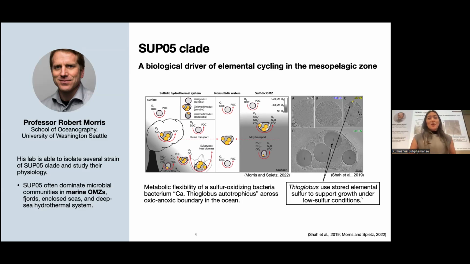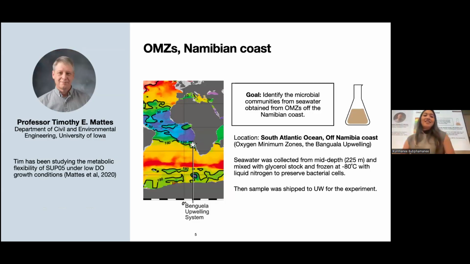So building on his research, I'm interested in the microbial community in the oxygen minimum zone, and that's why I reached out to him to refine a project. During that time, Bob had a collaborator, Professor Timothy Mattes, called Tim, who was on sabbatical from the University of Iowa, looking at microbes also. Tim has been studying the metabolic flexibility of SUP05 under low oxygen concentration. And at that time, he wanted to search for SUP05 in different bodies of water.